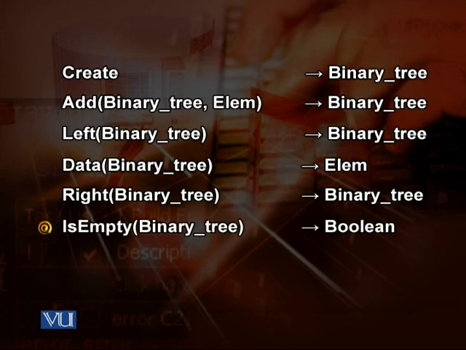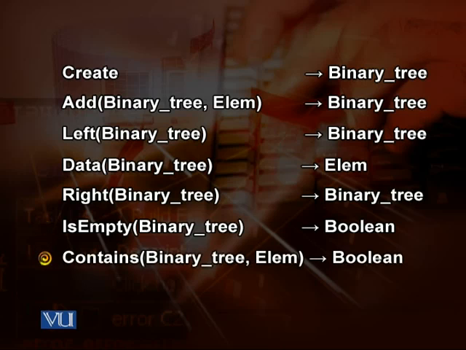Then we have the function isEmpty, which tells us whether the binary search tree is empty or not. And then we have the search operation, contains, which takes a binary tree and an element, and returns true if the tree contains the given element, otherwise it returns false. So this is the basic signature of the binary search tree: create, add, left, data, right, isEmpty, and contains. In this particular example, if you try to write the specification for this binary search tree, you will see that it is not very easy to do that.